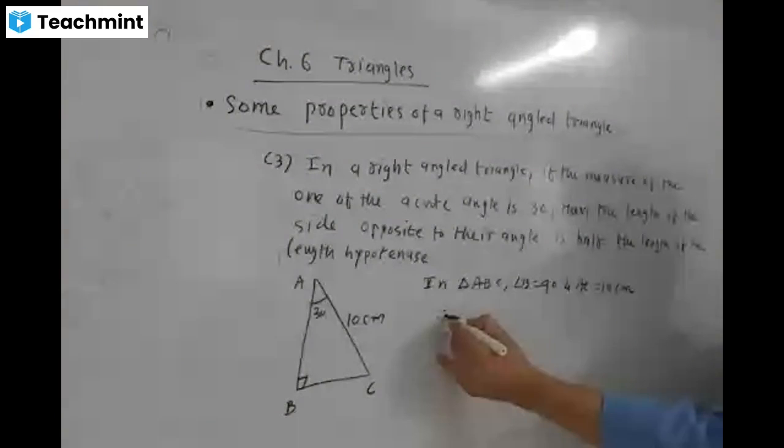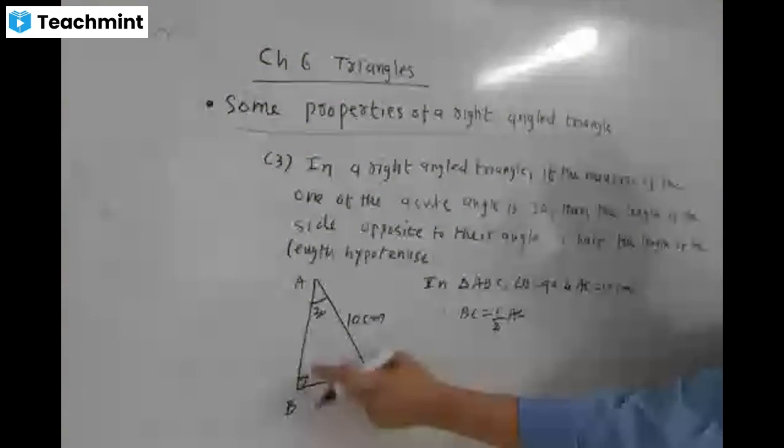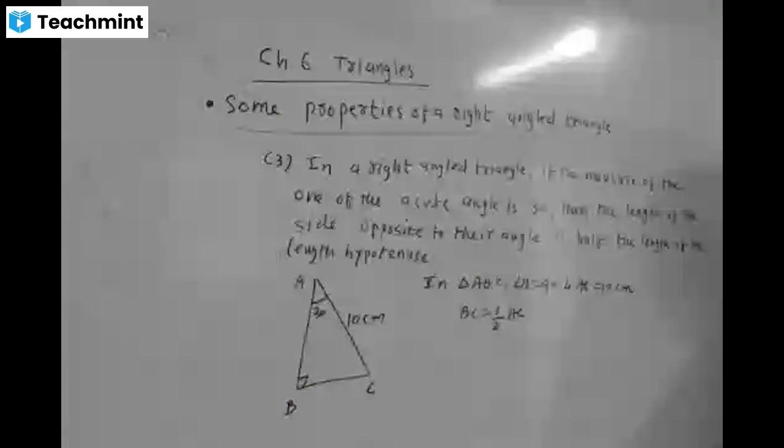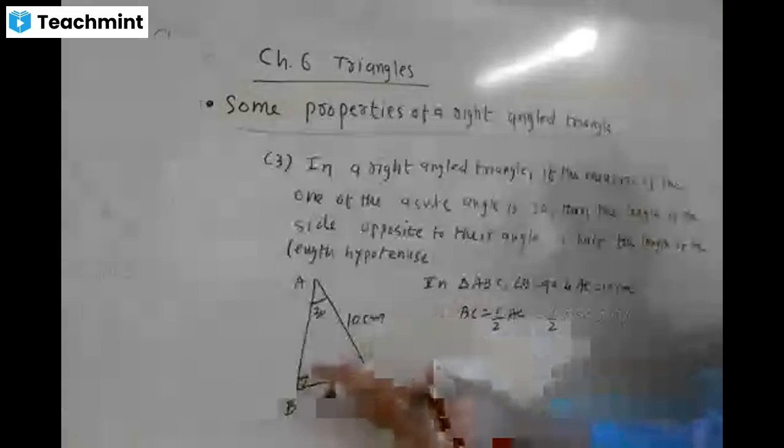Therefore BC is equal to half of AC. The side opposite to the angle 30 is BC, and BC is equal to half of the length of AC. Therefore BC is equal to 1/2 into 10, that is equal to 5 centimeter. For example, AC is 10 centimeter.